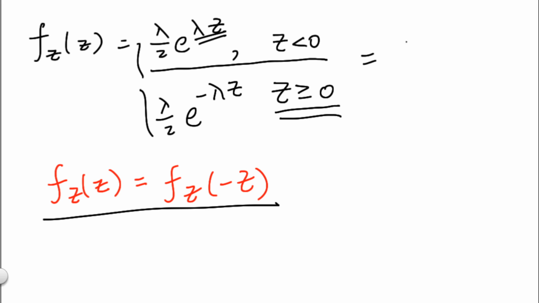And all in all, this implies that f of z, little z, is equal to lambda over 2 e to the negative lambda absolute value of z. And this completes our problem.